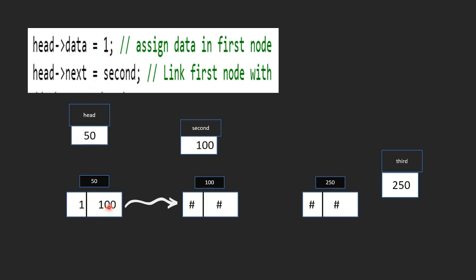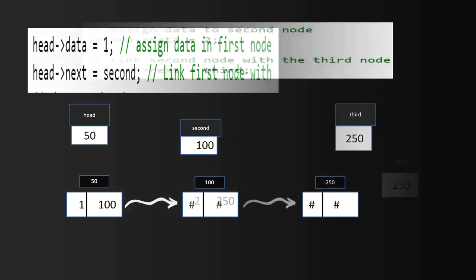Now we need to assign the next part of this node. So how to assign? Head arrow next equals second. Second is this pointer. The value of second is 100, and 100 is the address of this node. That means indirectly we have stored the address of the next node, using the pointer second. So this link has been made.